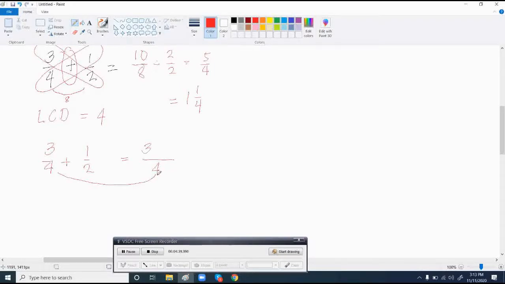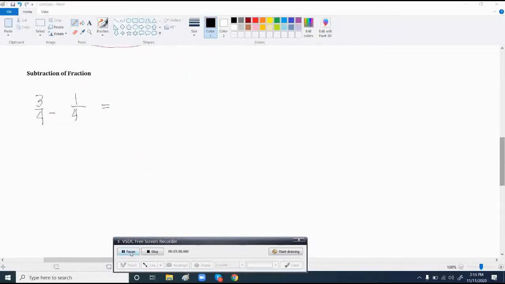The same as in the other addend: 4 divided by 2 will be 2 and 2 multiplied by 1 will be 2. And that's how you get 5 over 4. The same as before, you got an improper fraction, so we have to simplify it by finding a mixed number, and the final answer will be 1 and 1/4.